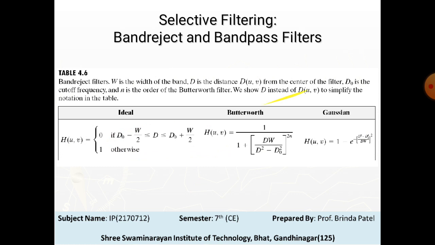So here the band pass filter is obtained from the band reject filter in the same manner that we obtained a high pass filter from the low pass filter. So H_BP(u,v) is equal to 1 minus H_BR(u,v).